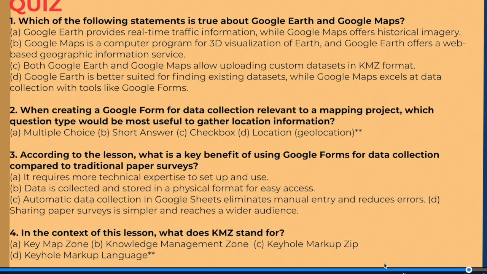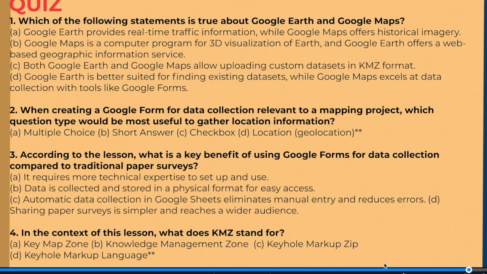All right, for your quiz, number 1, which of the following statements is true about Google Earth and Google Maps? A, Google Earth provides real-time traffic information while Google Maps offers historical imagery. B, Google Maps is a computer program for 3D visualization of Earth, and Google Earth offers a web-based geographic information service. C, both Google Earth and Google Maps allow uploading custom databases in KMZ format. D, Google Earth is better suited for finding existing data sets, while Google Maps excels at data collection with tools like Google Forms.